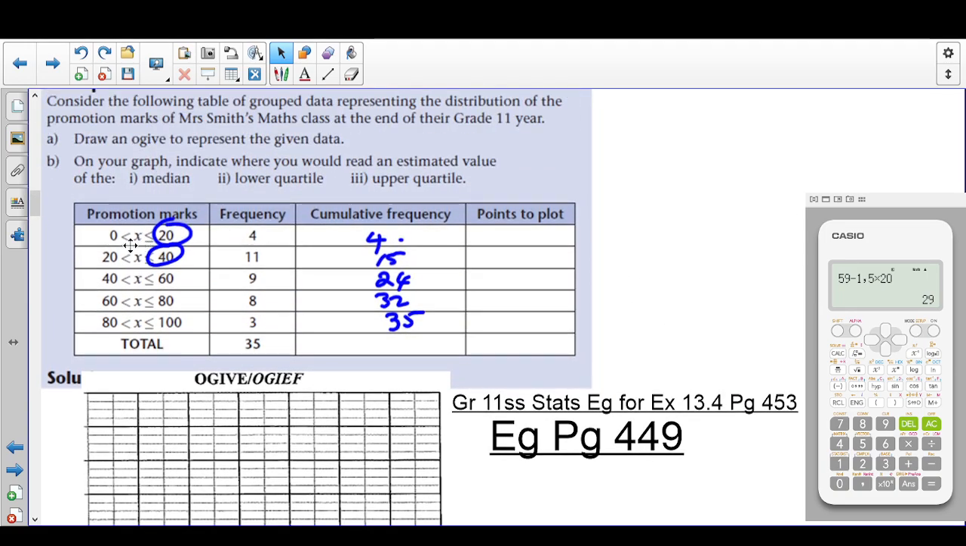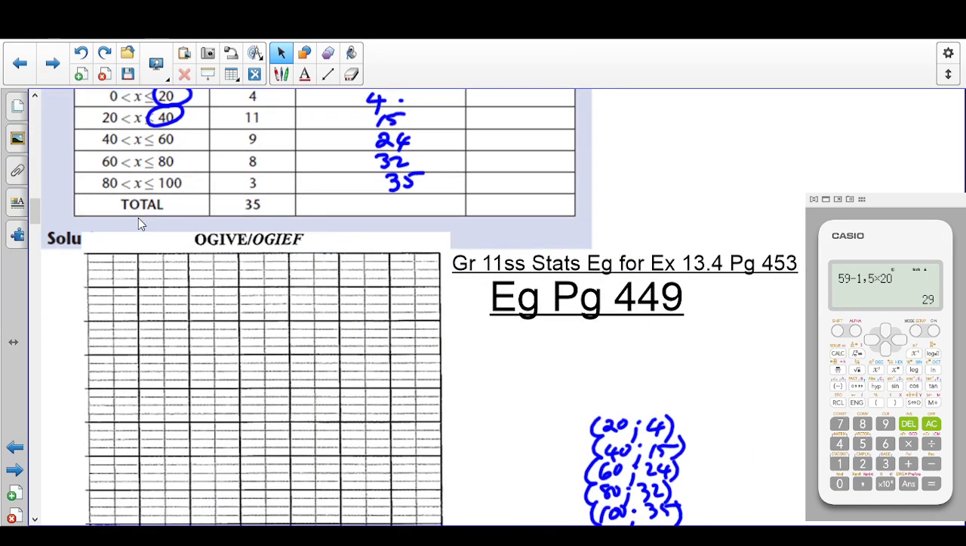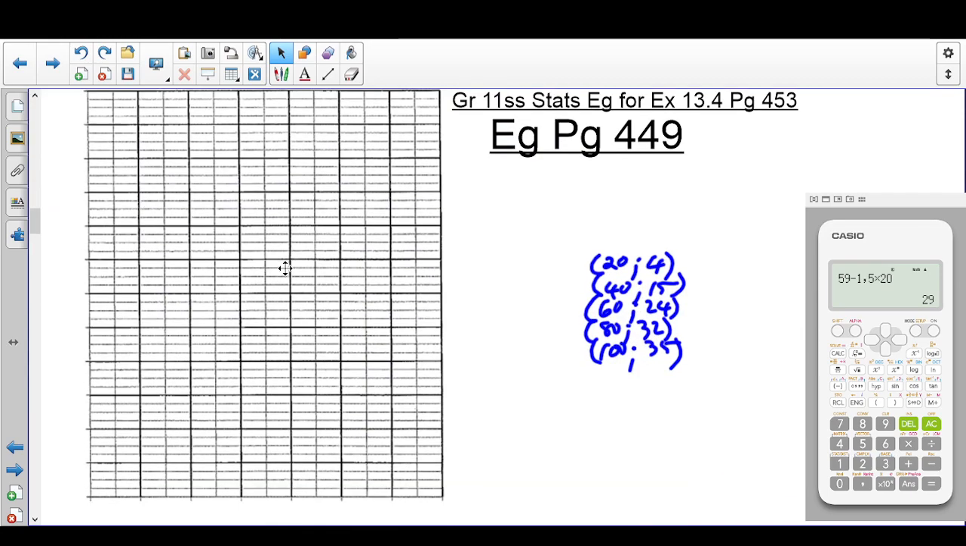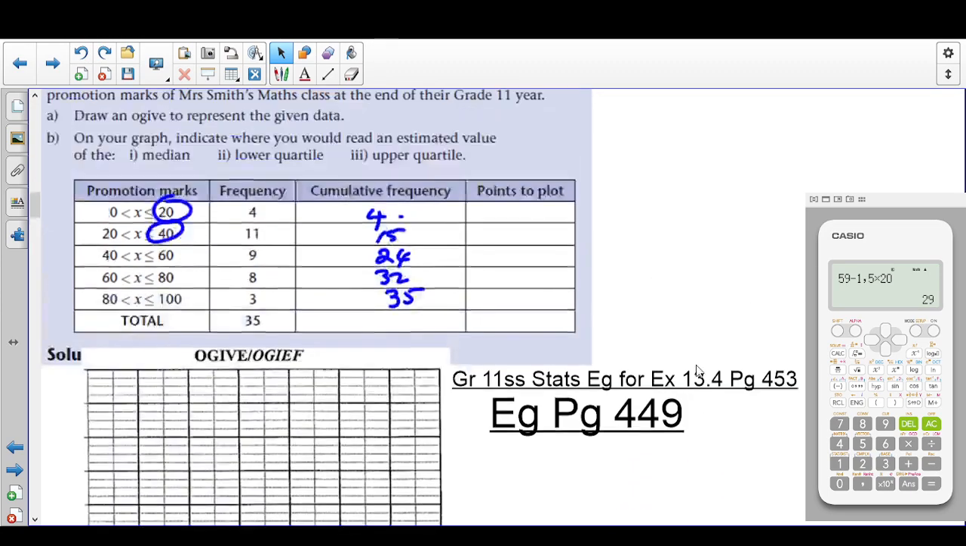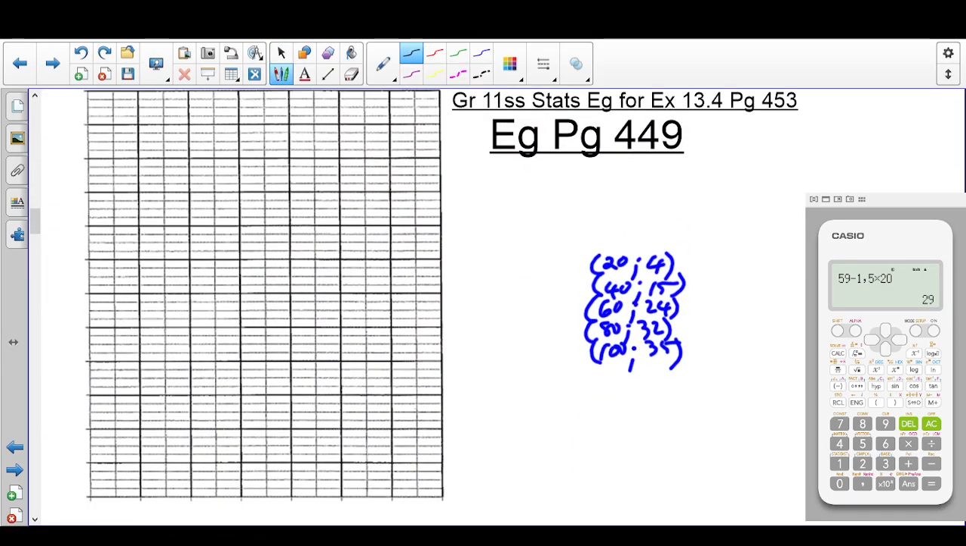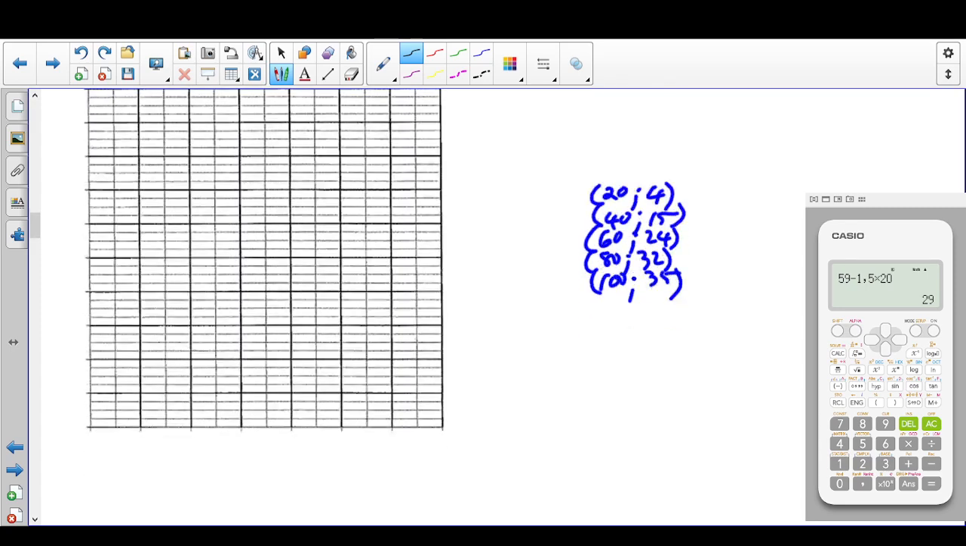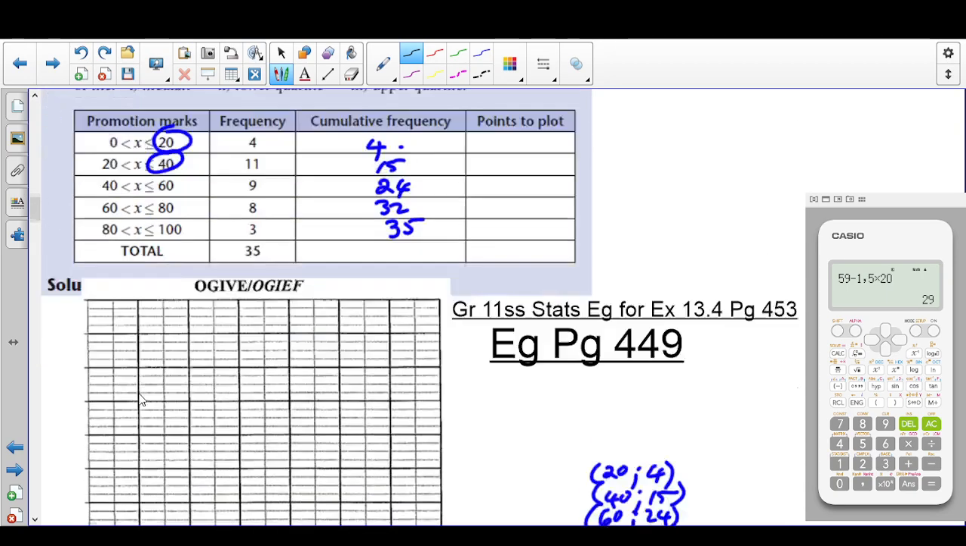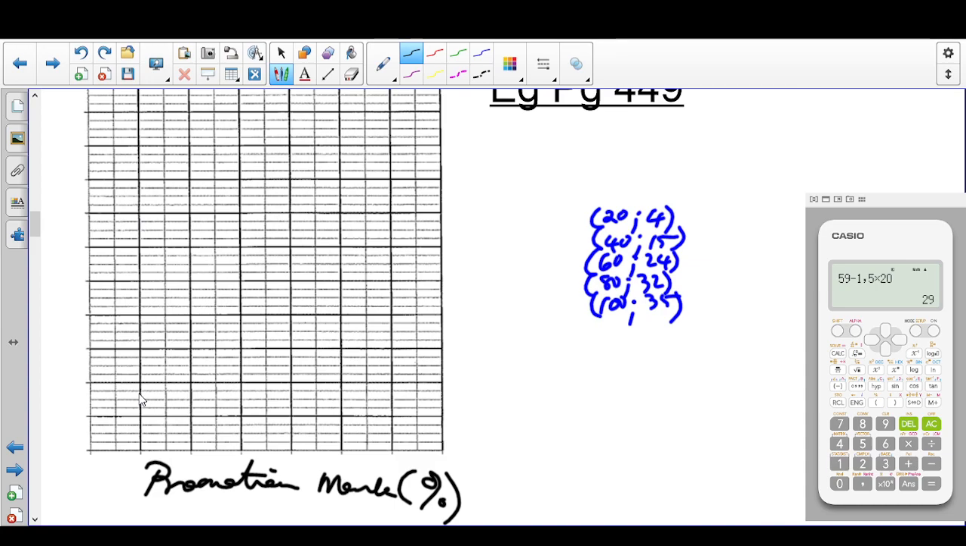So as you can see here, it's going from 0 to 20, then 20 to 40. Because of my space restriction here, you're going to have your promotion mark at the bottom. So we write promotion mark. As a percentage it was, so it went from 0 to 20 all the way to 100. So it is 0, 20, 20 to 40, 40 to 60, 60 to 80, 80 to 100.